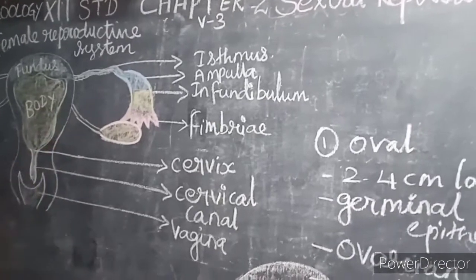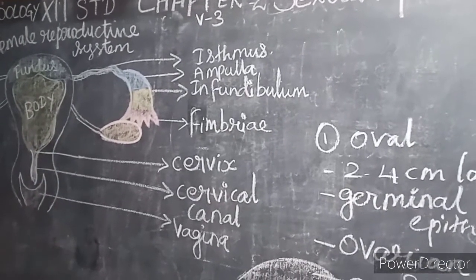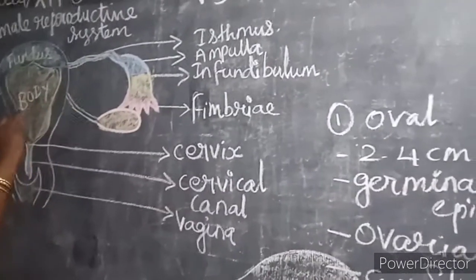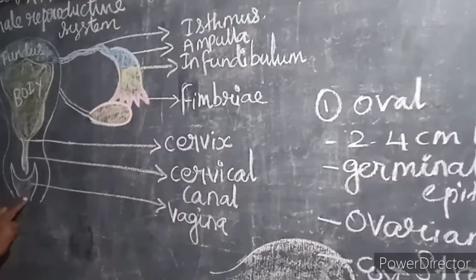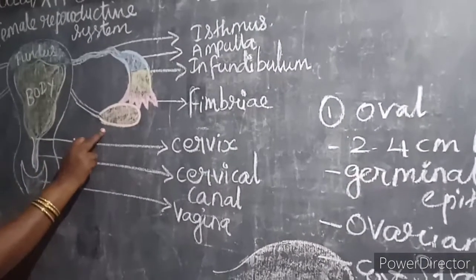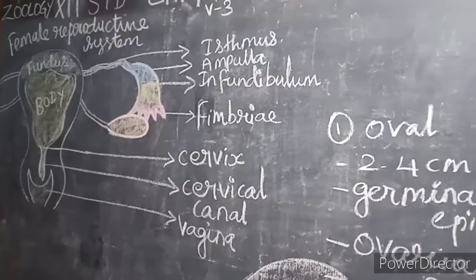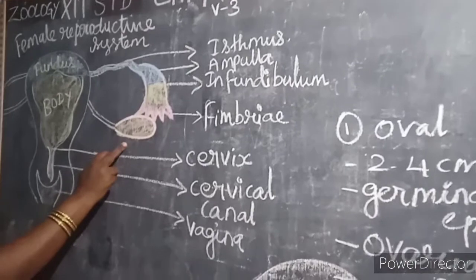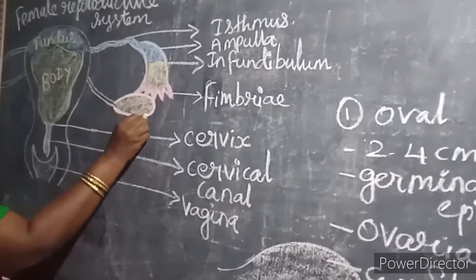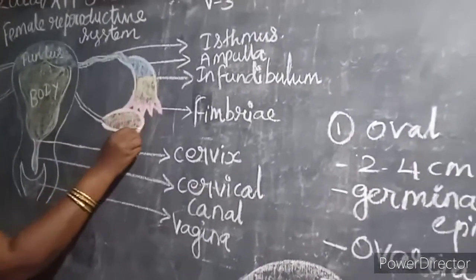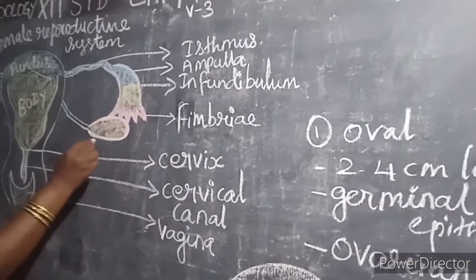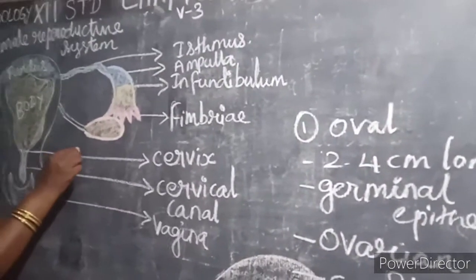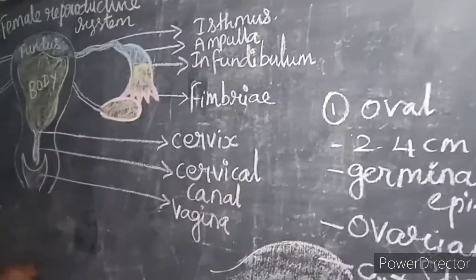Next we are going to learn about the parts of the female reproductive system. It consists of a pair of ovaries, a pair of oviducts, uterus, cervix and vagina. First we are going to learn about the ovaries. These ovaries are elliptical or oval in shape and 2 to 4 centimeters long. The ovary is covered by cuboidal epithelium, called the germinal epithelium, which encloses the substance called the ovarian stroma.